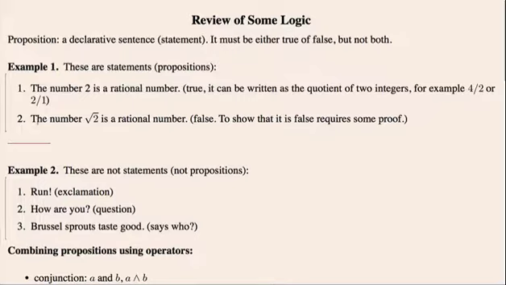Another statement or proposition is: the square root of 2 is a rational number. This is a false statement. Square root of 2 is not a rational number, it's an irrational number. And to show that this is false, it requires a proof that we will not cover. Usually this is covered in number theory.